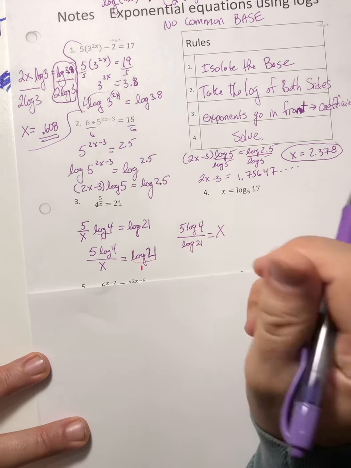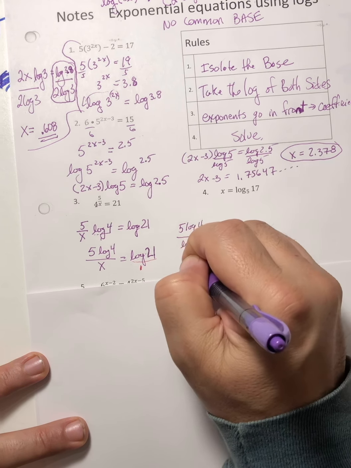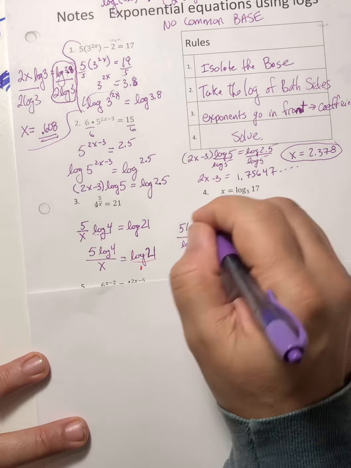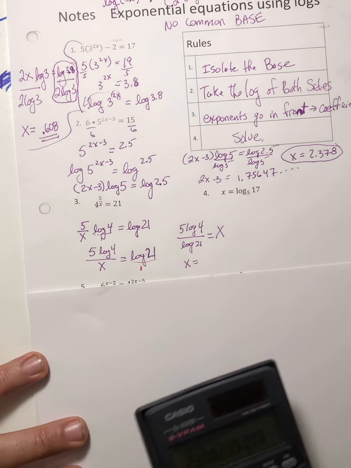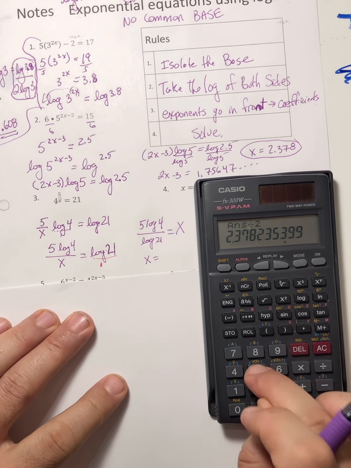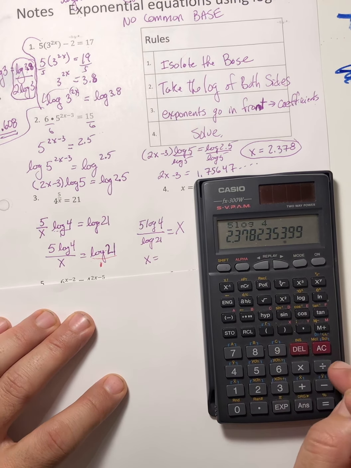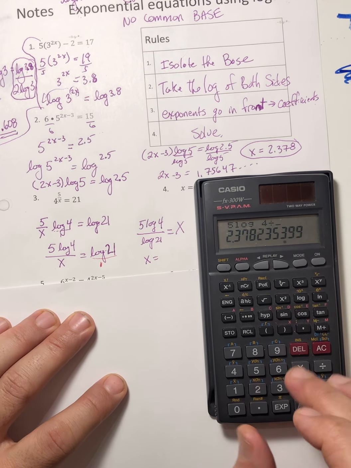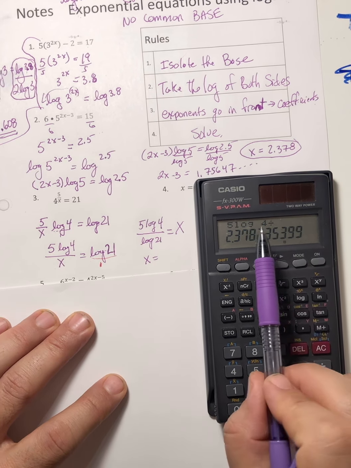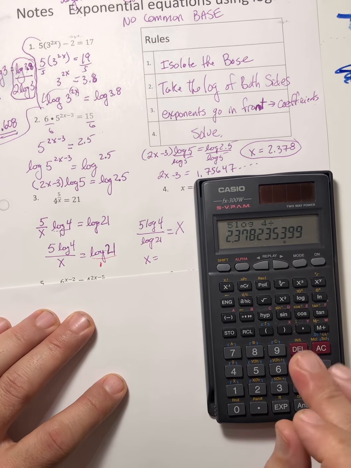Now I just got to type this all in the calculator and I'm done. So x will equal whatever we get out of here, round it out to the nearest thousandth. Okay? So 5 log of 4 divided by, now my calculator knows order of operations. It's going to do 5 times the log of 4, and then it's going to divide by log of 21.